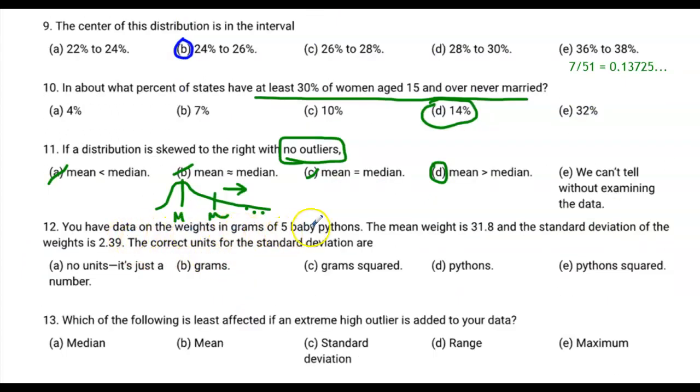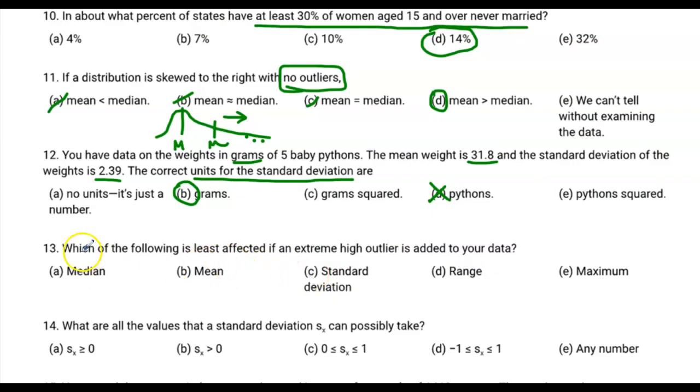Number 12, you have data on the weights of 5 baby pythons. Ew. The mean weight is 31.8 and the standard deviation is 2.39. The correct units for standard deviation, well, keep in mind, we talked about units for standard deviation. That's the exact same units as the units for the data set in general. So the weight in grams is for the mean, so 31.8 grams. And the standard deviation is also measured in grams. Keep in mind that the standard deviation is always going to be the same unit of measurement. Pythons wouldn't make sense. Imagine the standard deviation being 2.39 pythons. Well, that's crazy.